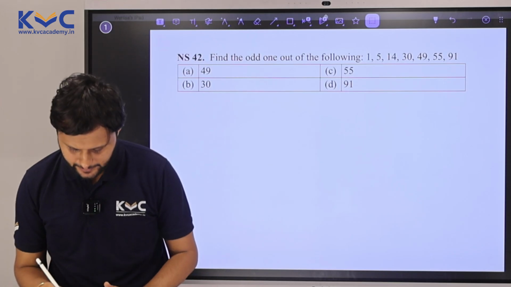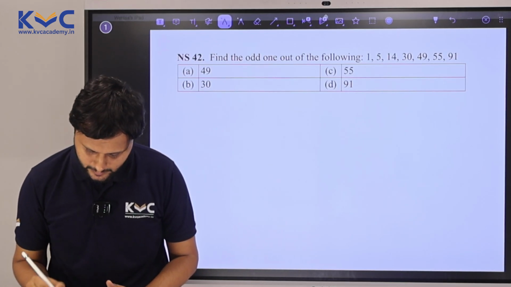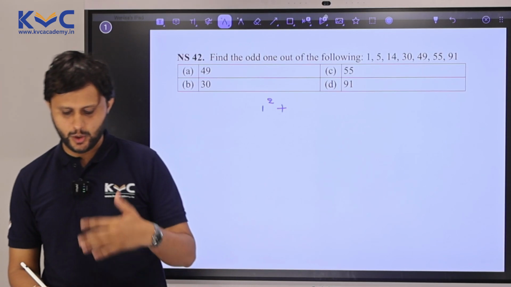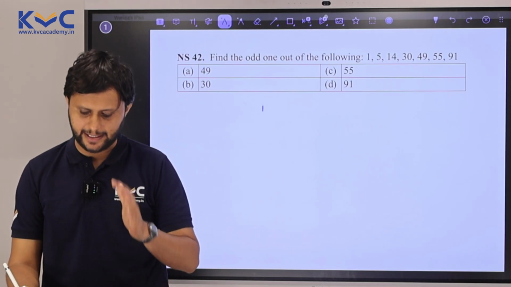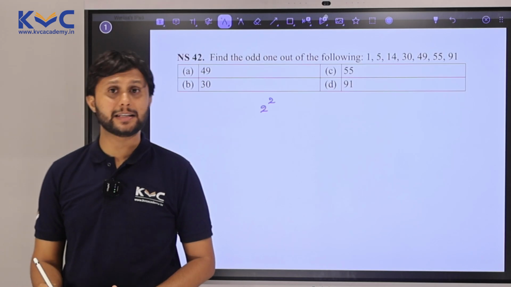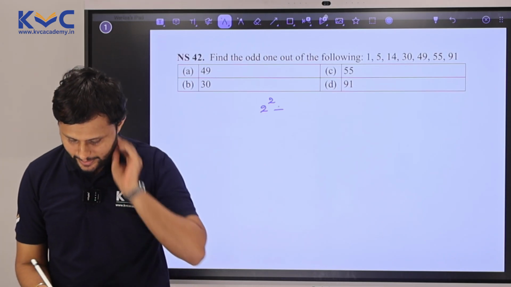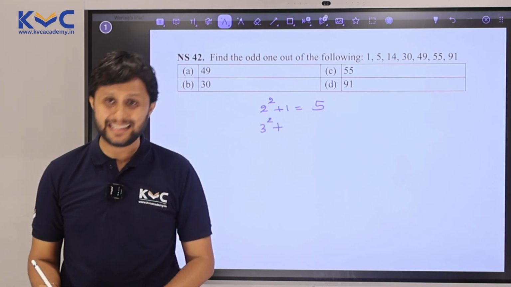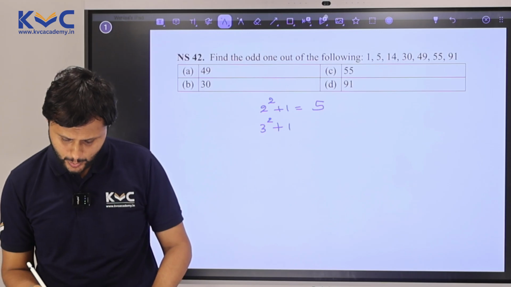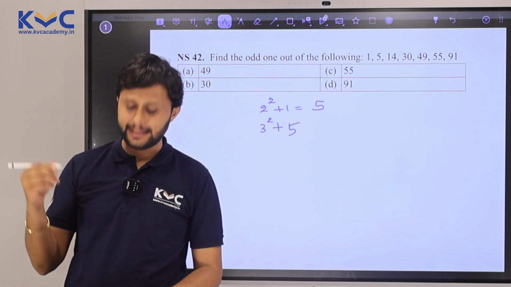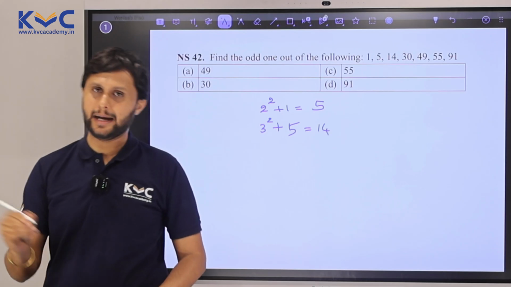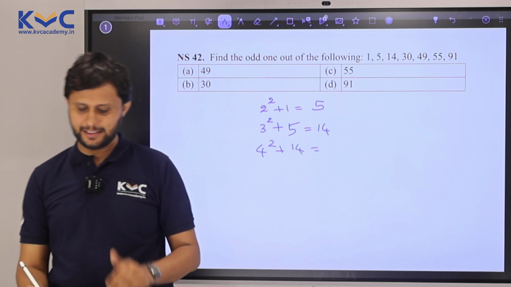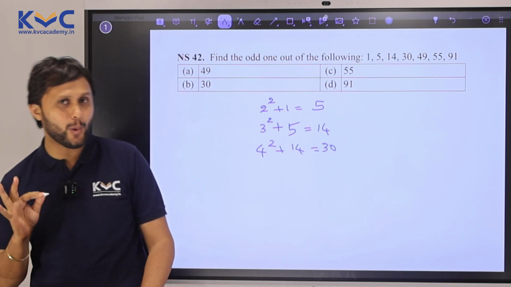Let's try this. Okay. We have 1 square plus the previous number, which is not given to us. So we'll not consider that. We'll take the second one. Okay. We'll have 2 square. 2 square is 4. 2 square is 4 plus 1, which is equal to 5. Next we have 3 square plus the previous number. 3 square is 9. 9 plus 5 is 14. So that holds good. 4 square plus 14, the previous number. 16 plus 14 is 30. Okay, so the pattern is holding good.